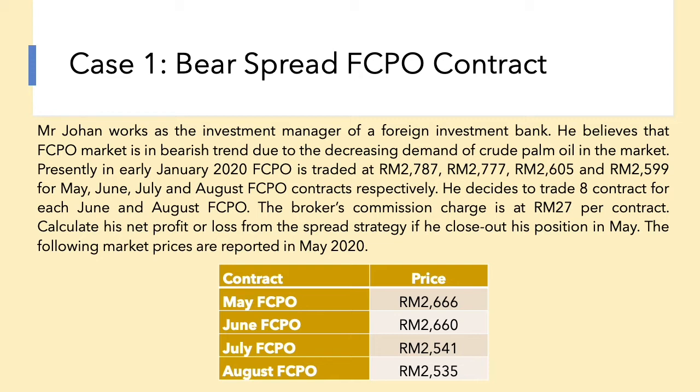He decides to trade 8 contracts for each of June and August FCPO. The broker's commission charge is RM27 per contract. Calculate his net profit or loss from the spread strategy if he closed his position in May. The following market prices are reported in May 2020. The May FCPO contract is priced at 2666. The June FCPO contract is priced at 2660. The July FCPO contract is priced at 2541. And the August FCPO contract is priced at 2535.